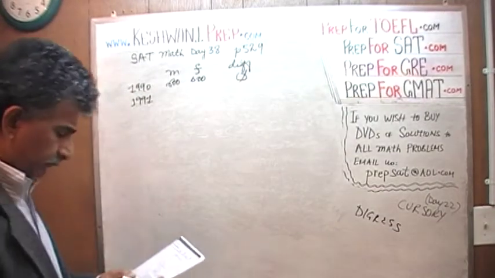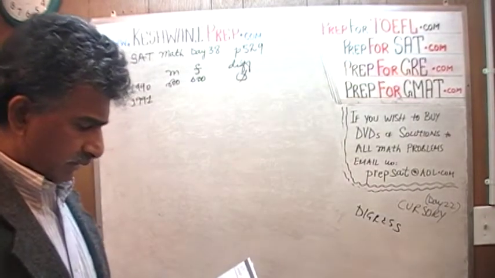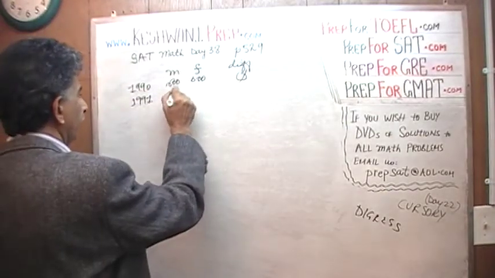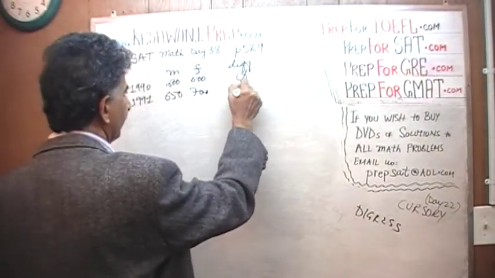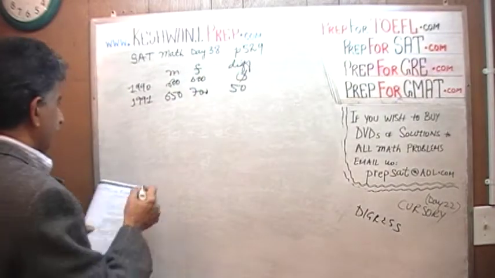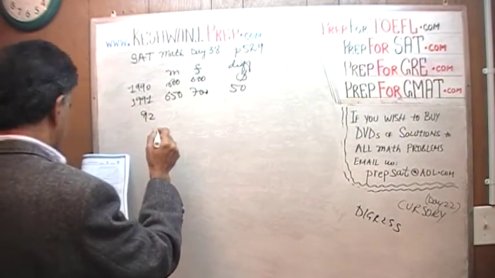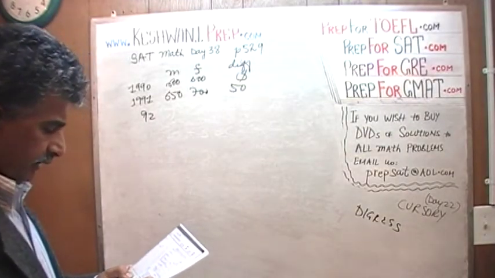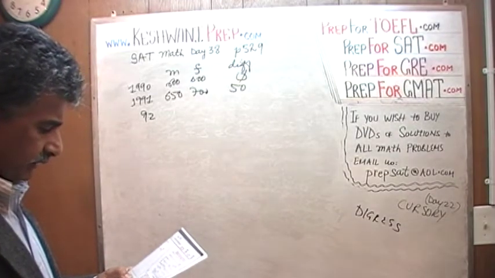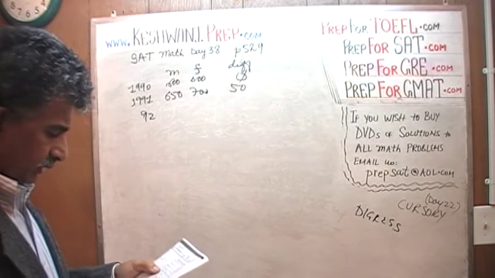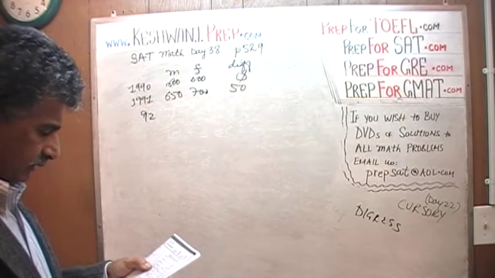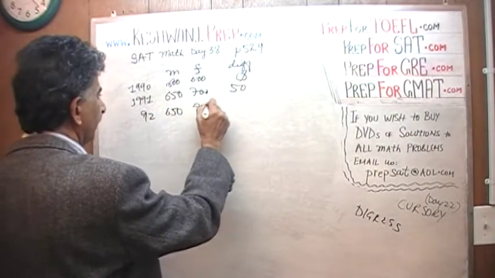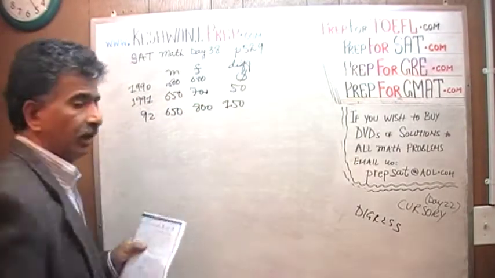In 1991, again, look at the chart and you will see that the number of male is 650 and the female is 700. The difference is 50. In 1992, if you look at the chart there again, the number of males turns out to be 650, and the number of female is 800. The difference is 150, and so on and so forth.